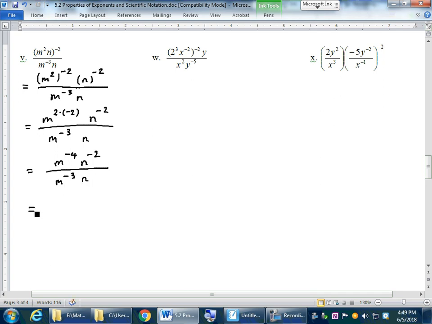Now I'm going to use property number 2, which is m, numerator exponent minus denominator exponent, times n, numerator exponent minus denominator exponent. There's no more denominator. And when I simplify that, that will give me m to the negative 1 power and n to the negative 3 power. Finally, change it into positive exponent. That will be 1 over m times n to the third, because both of the factors go down to the denominator.